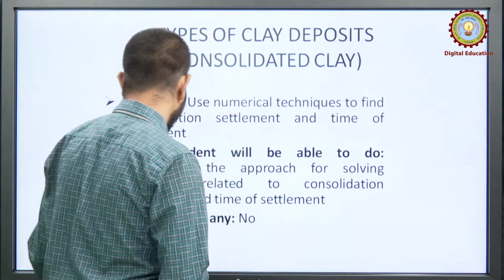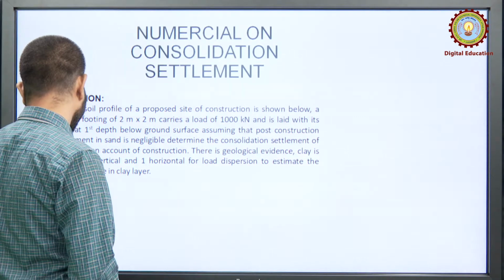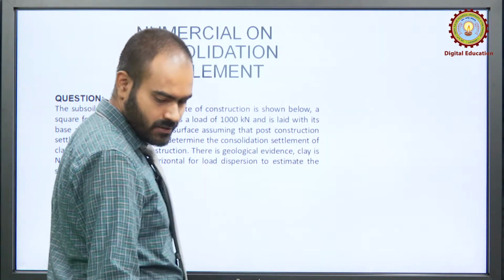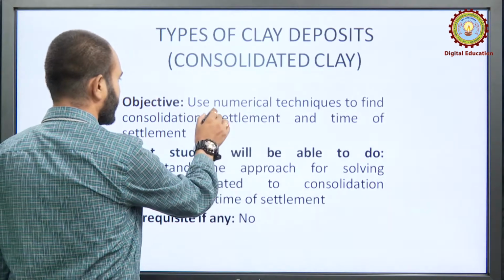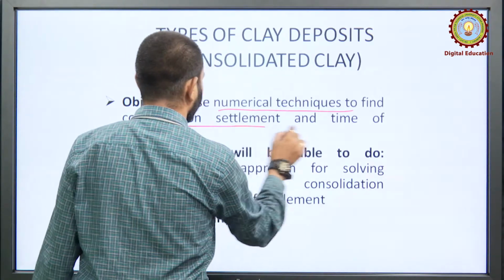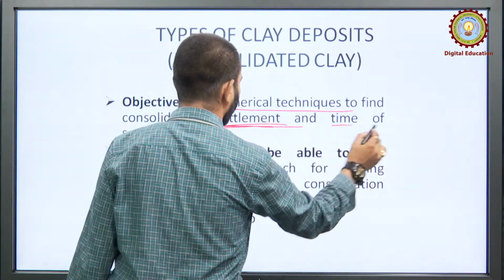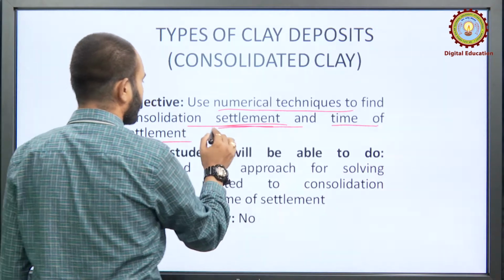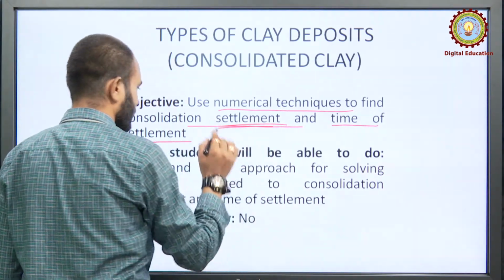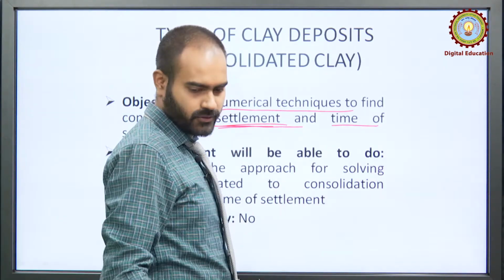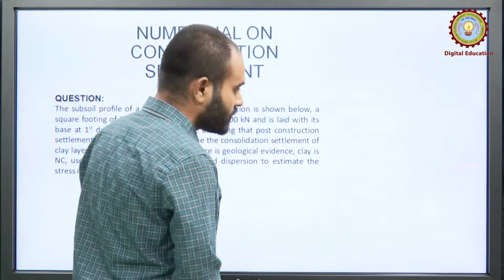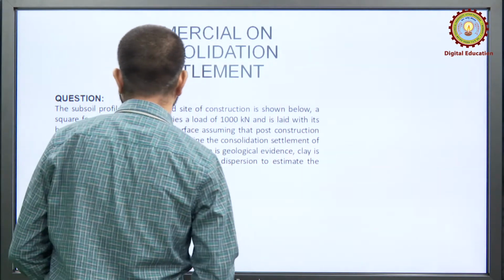So, first of all, we will generally go through the numerical techniques to find the consolidation. Mainly we will deal with two parameters, the settlement and time of settlement. We will calculate these two parameters in this lesson. So, directly let us go to the numerical.